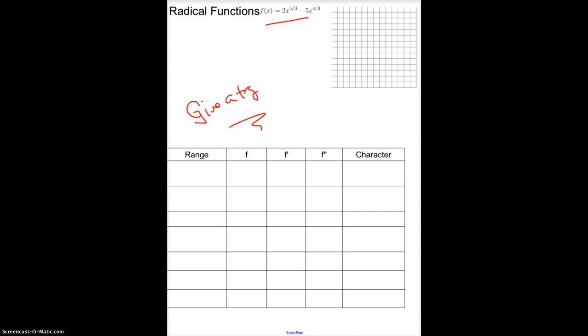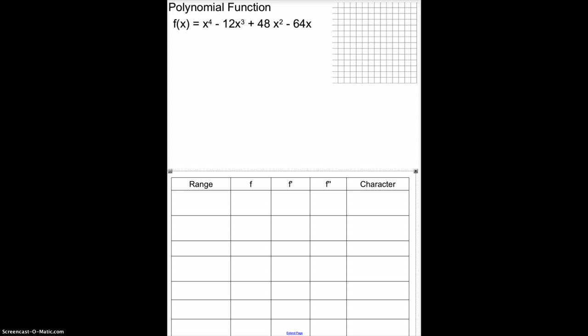Did you get it? Now, what do you do when you have polynomial functions? A lot of you are going to think polynomial functions are really much, much easier, and in a lot of ways the derivatives are. First thing I want you to do is go and take the first derivative. So this is 4x cubed minus 36x squared plus 96x minus 64.